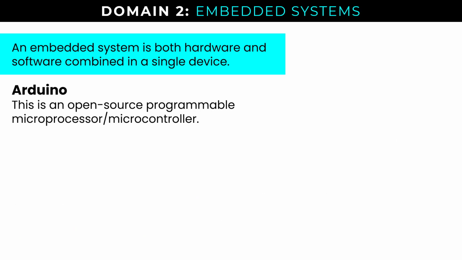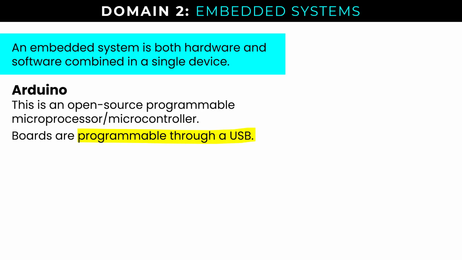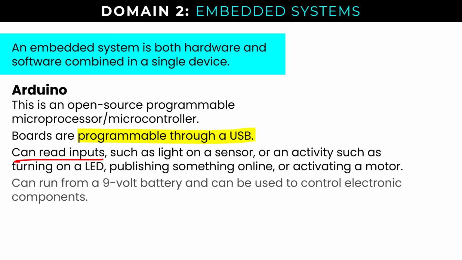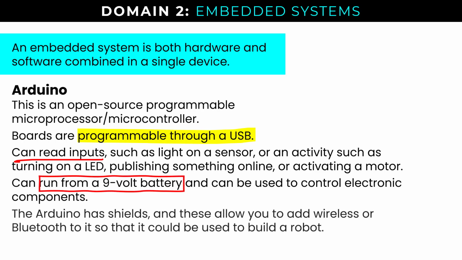Then there's the Arduino. This is an open source programmable microprocessor or microcontroller. The boards are programmable through a USB. You can read inputs such as a light on a sensor or an activity such as turning on an LED, publishing something online, or activating a motor. Now, I've seen them used in agriculture scenarios to drive water monitoring, as an example. But you can run these from a 9-volt battery. They can be used to control electronic components. And the Arduino has shields, and these allow you to add wireless or Bluetooth, so it could be used even to build a robot.